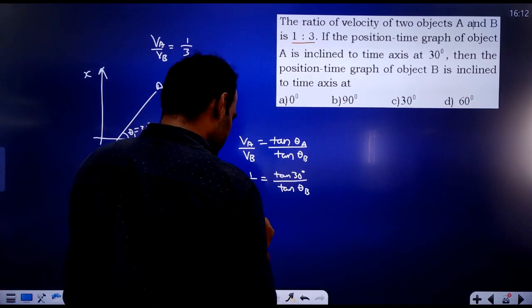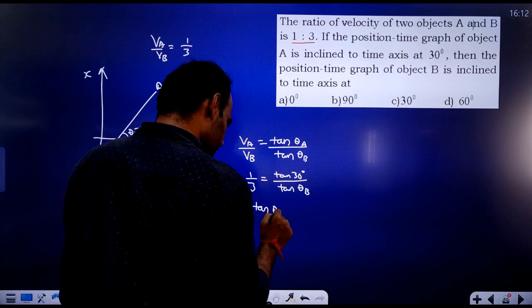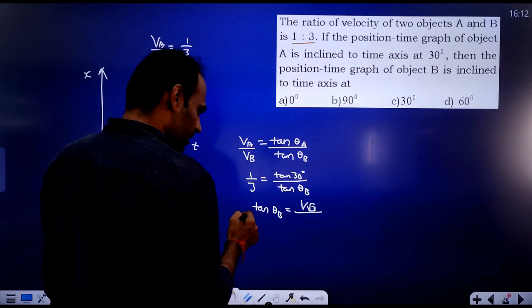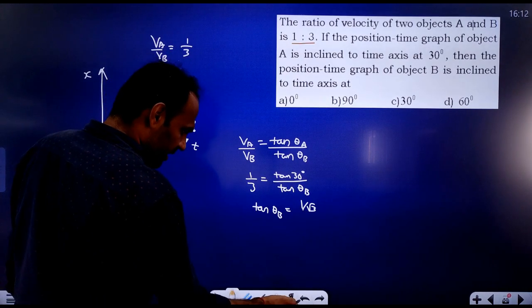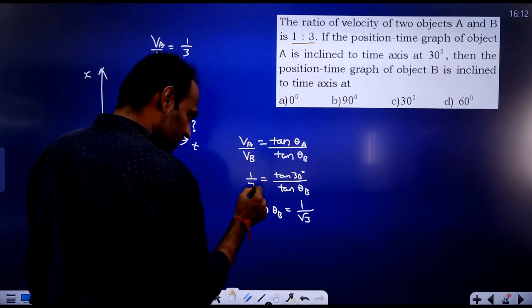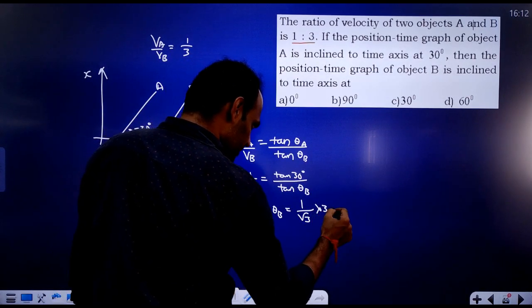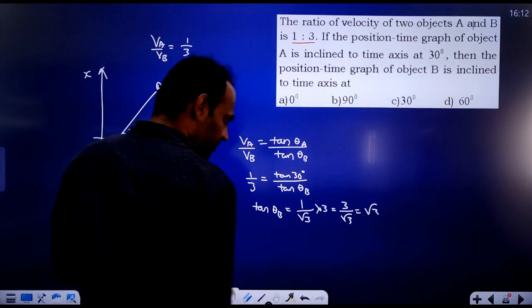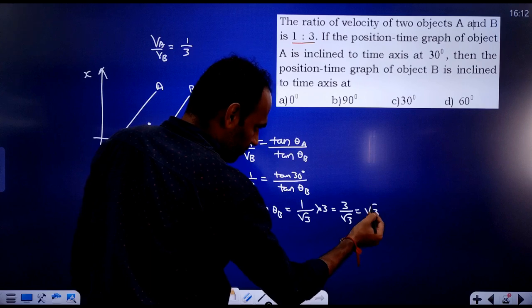How much is tan 30 degree? Tan 30 degree is 1 by root 3, right? 1 by root 3. And this 3 will get multiplied on this side. This becomes 3 by root 3. So 3 by root 3 will be equal to root 3, right?